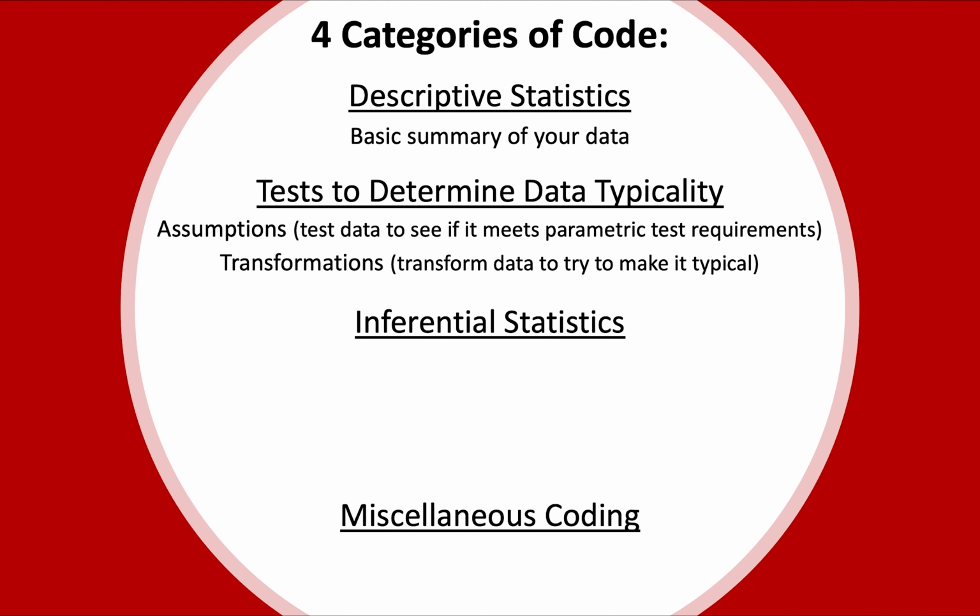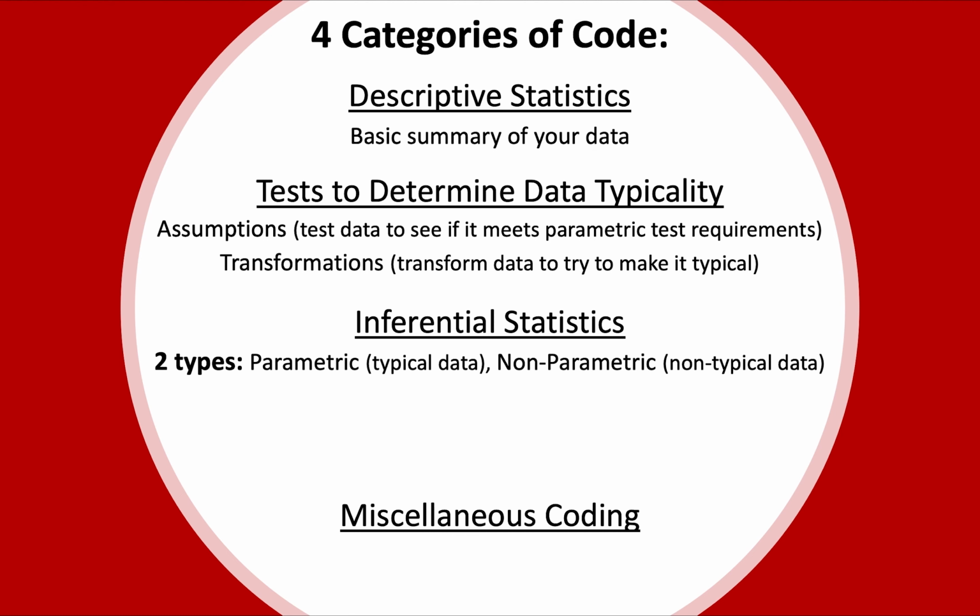Third is inferential statistics. These are the parametric and non-parametric tests. The difference between these two is that parametric tests allow you to analyze regular, typical data. Non-parametric tests allow you to analyze data that is not considered typical or does not meet the assumptions for normal data. You can use inferential stats for 2 main things. You can either analyze the differences between different populations or data sets, or you can analyze the relationships between variables.